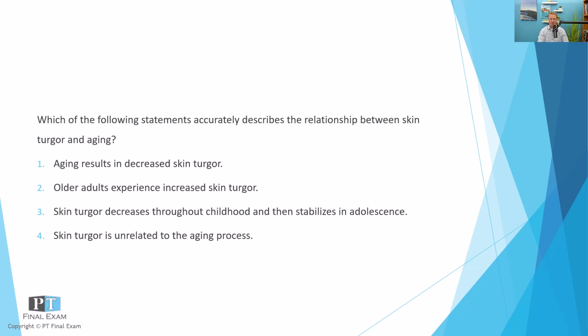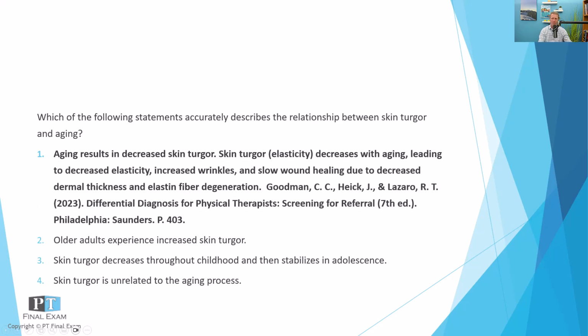So this question is all about skin turgor, which is such a funny word to say. Turgor. Skin turgor describes the elasticity of skin. So the correct answer is option number 1. Aging results in decreased skin turgor, meaning that as you enter into the 5th, 6th, 7th, 8th decades of life, your skin loses elasticity. This is typically due to decreased dermal thickness and loss of elastin fibers. Normally you should see immediate rebound of the skin. If you pinch it and lift it, it should immediately bounce back into its original position. If it does not, that indicates a loss of skin turgor.